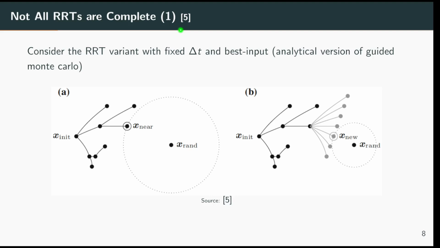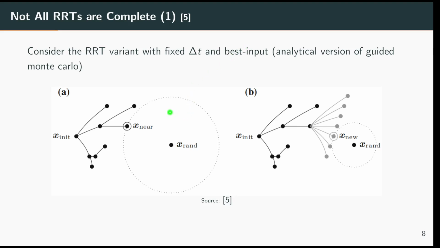So the variant they look at is that they don't sample the time step, but they use a fixed time step. And that's actually something that is super common when you implement it, because often you're kind of too lazy to sample the time step. So that's not wrong, I would say, at least intuitively, I've implemented it like that often. And then the second variant is that they use something they call best input, which is an analytical version of guided Monte Carlo. So that basically only works if you can solve a two-value boundary problem, or if it's a kind of a geometric case.